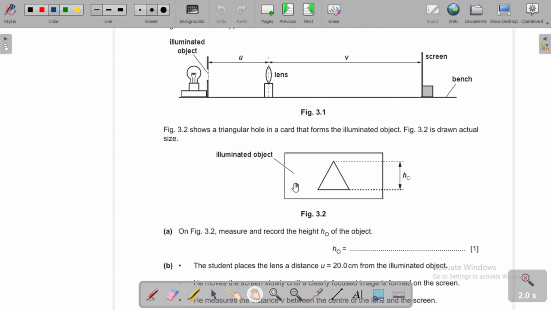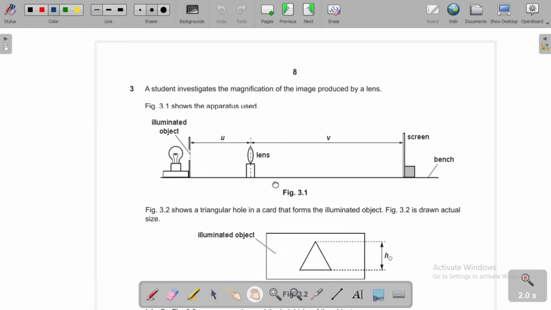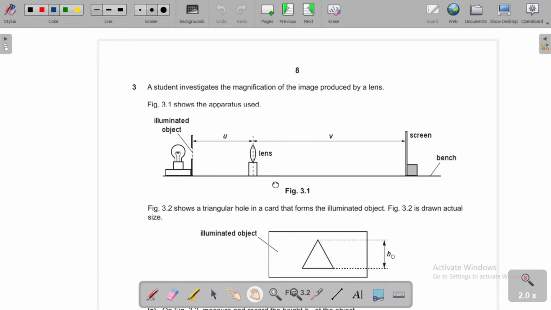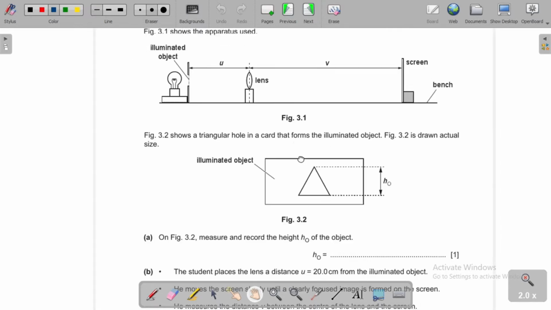This is the next question. A student investigates the magnification of the image produced by a lens. Figure 3.1 shows the apparatus used. Illuminated object here. The distance between this place and this place is termed u. That is the object distance. The distance between the lens and the screen is v. That is the image distance. There is a bench here. So let's look at it.